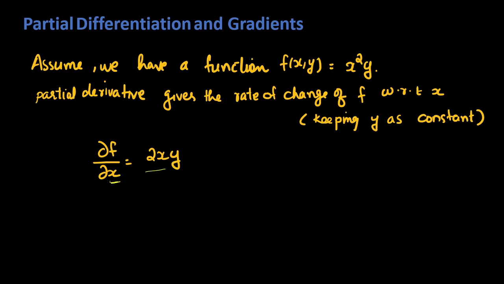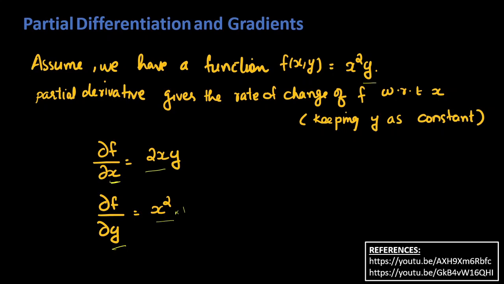Now we can find the partial derivative with respect to y. In that case, we keep x as a constant. So x square will be a constant and the derivative of y is 1. So it is actually x square into 1, that is x square. So that is the partial derivative. The partial derivative comes into the picture when we have multivariate functions, so we want to find the rate of change of a function with respect to a particular input.